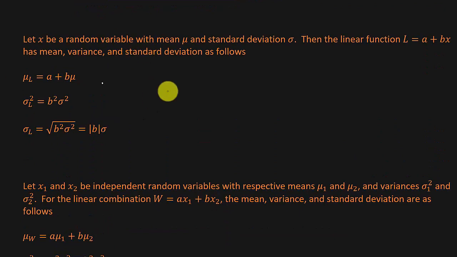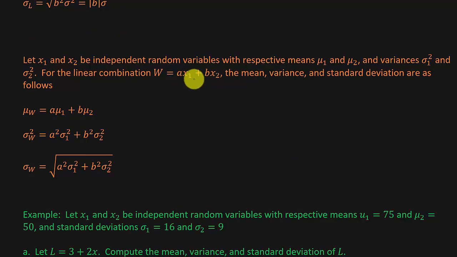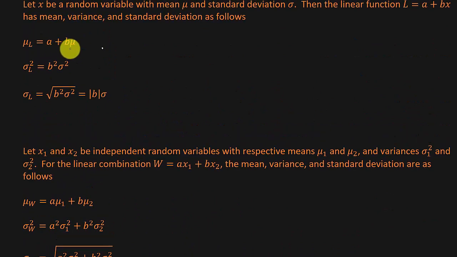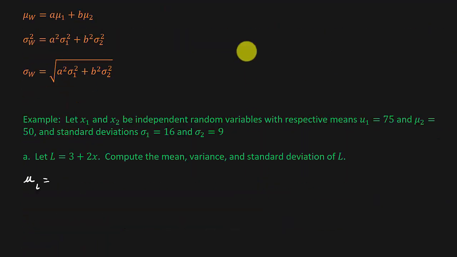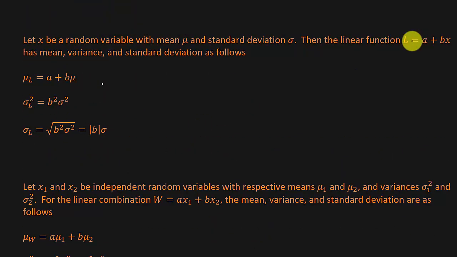All right, so first, let's find the mean of L. Remember, up here, it just says that it's a plus b times mu. And what's a and what's b? Well, in this case, a is the constant, b is the number in front of x. So we've got 3 plus, because we know a is 3 and b is 2. It's basically a plus b times mu. Now, what's mu? We've got just the one variable, so we're using the mu1 for that. And so that's times 75. So you just plug the 75 in and you get 153.